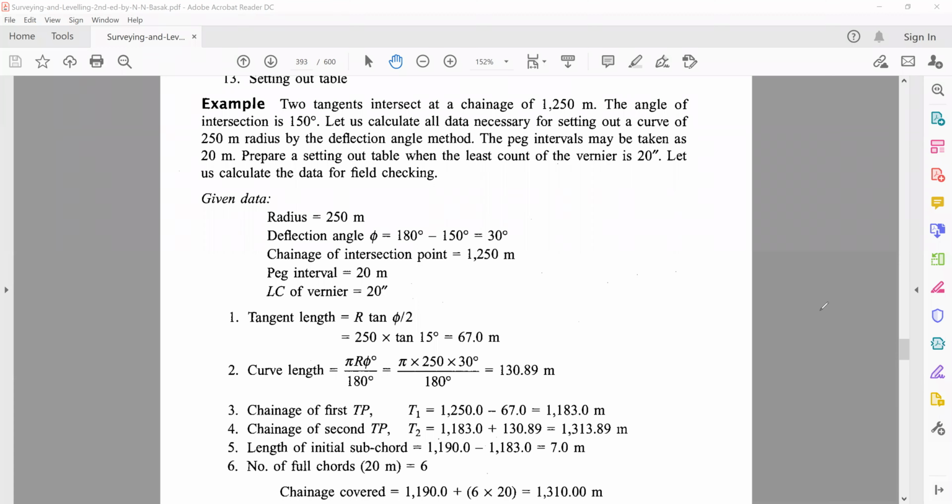So in our case, what they're saying is that two tangents intersect. And what tangents are they talking about? They're talking about the tangent BT1 and the tangent BT2. So this is what they're talking about. So they're intersecting at the point B, and the chainage of B is 1250 meters. Now, usually in construction projects, we work with chainage, but since in the question they have given us chainage, we'll just work with that.